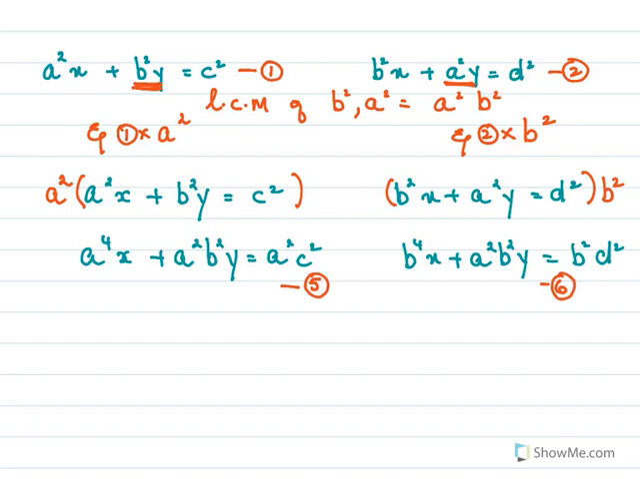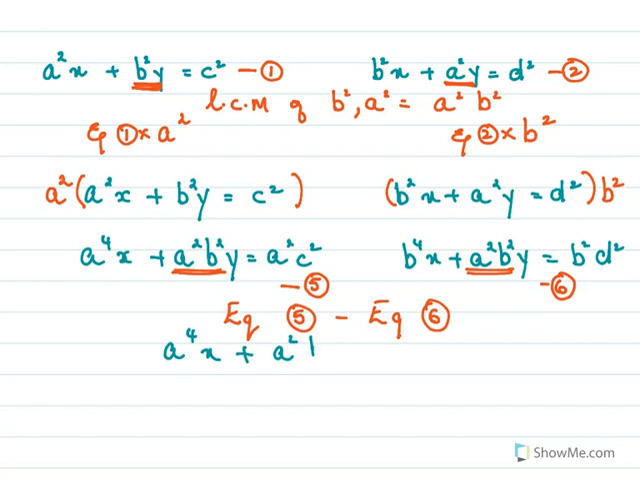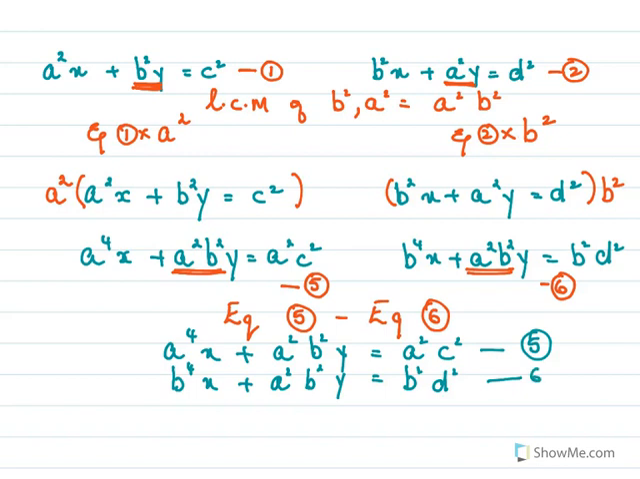Now if you look at equations 5 and 6, the coefficients of y are equal. This is the coefficient of y, which is a square b square, and here also a square b square. That means my equations are ready for subtraction. So I do equation 5 minus equation 6. I write down the equations now. A4x plus a square b square y equal to a square c square. This is my equation 5. B4x plus a square b square y equal to b square d square. This is equation 6. I go ahead and subtract.